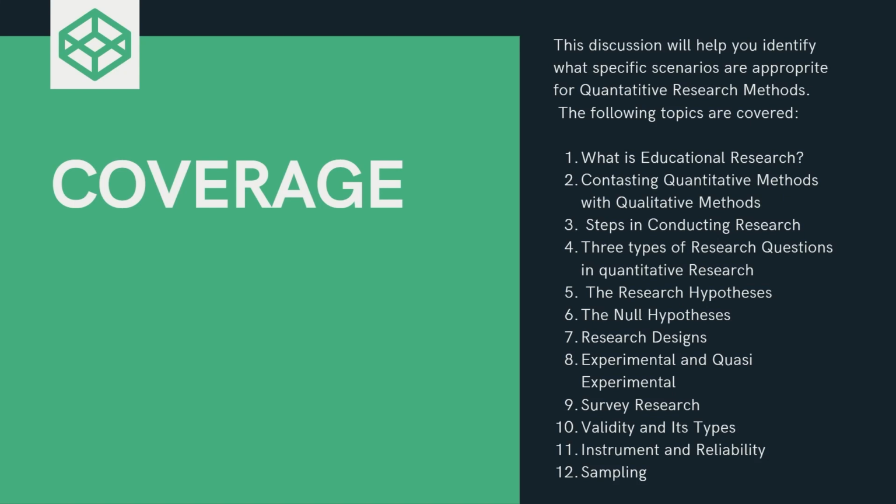And then we're going to talk about the three types of research questions in quantitative research. And then after that, we'll talk about the research hypothesis, the null hypothesis, the research design. That includes experimental and quasi-experimental, how they differ from each other, how they are similar, and what makes them really different from each other, right? We're also going to talk about survey research. This is another form of research design.